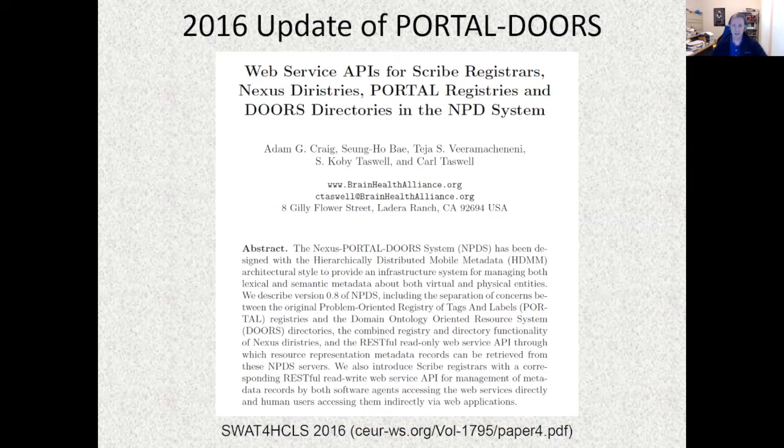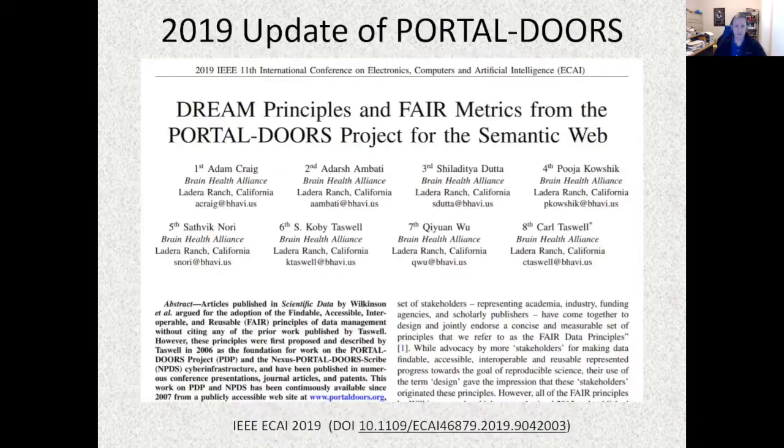In 2016, we really transitioned to the separation of Scribe as our registrar approach, because previously it had sort of been lumped together into Nexus. So Nexus had previously been directories and registrars. We separated that out because we felt that was important.